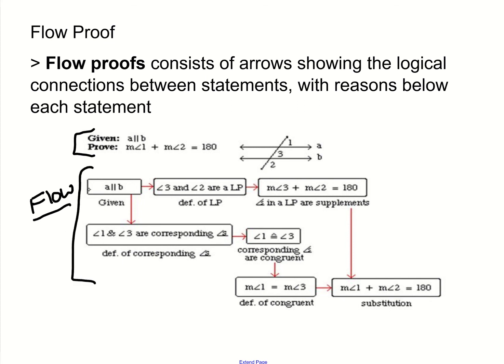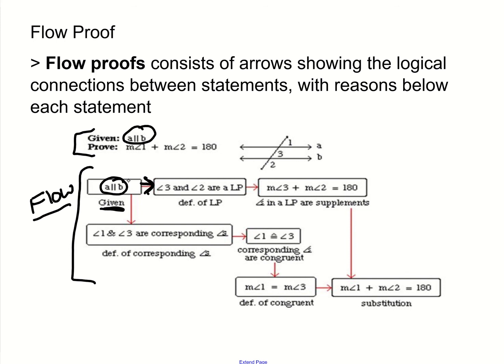So start with your first rectangle, your first box has your given statement. So we have that A is parallel to B, and the reason goes below each of the boxes. And the reason is that it was given. And then the arrows dictate the flow of the logic from box to box, from statement to statement. So the statements go in the box, the reasons go below the box. And so in this example, it's saying that going from this step to this step logically makes sense.